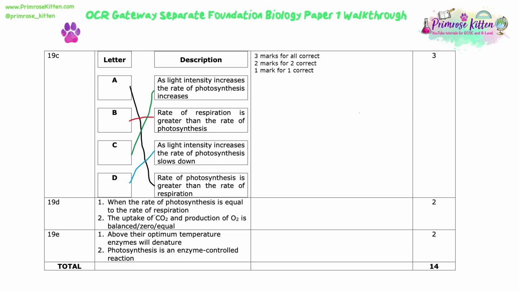And then for 19E, above their optimum temperature enzymes will denature, and photosynthesis is an enzyme-controlled reaction. Doesn't have to be in that order. If you made it clear, you said something like photosynthesis is controlled by enzymes, or the photosynthesis reaction requires enzymes, and above their optimum temperature or maximum temperature, enzymes will denature.